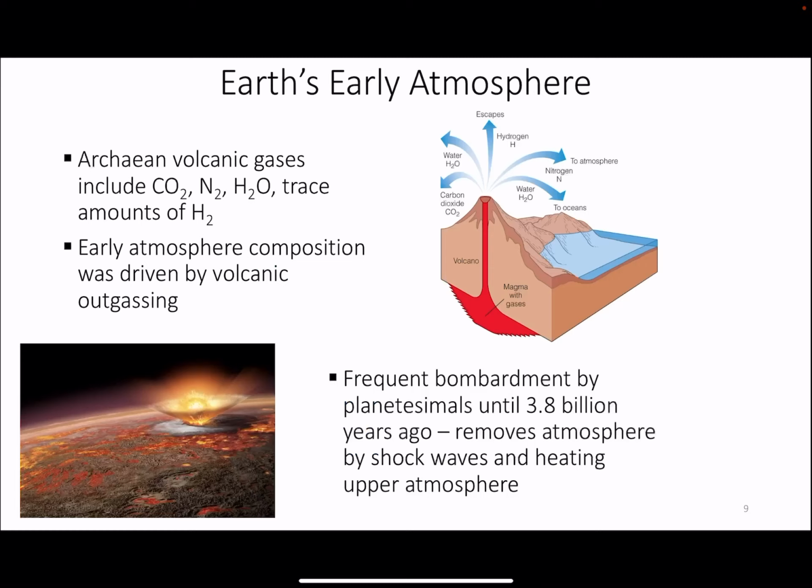The things that were hitting the planet, these planetesimals, meaning really, really large rocks, would have basically vaporized the ocean and wiped away any atmosphere because of the shock waves. And so you'd have volcanic activity that would lead to these gases accumulating, and then you'd have a bombardment big enough that would basically wipe it all out, and you'd have to start all over. And that would happen until about 3.8 billion years ago.